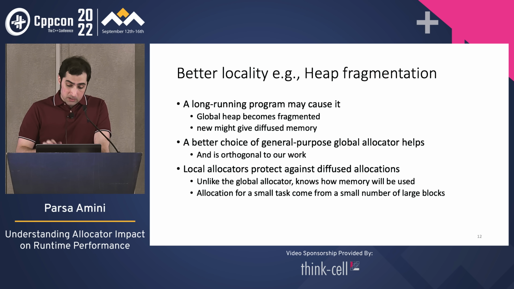What about local allocators? You can use a local allocator to protect against diffuse allocations. The global allocator, in contrast, doesn't know how you use memory. But you can use the local allocators when you know yourself and take advantage of it, because you know how small your task is. And by using a local allocator, you allocate a few large blocks and save time, and then you will not have diffusion. You will preserve data locality.